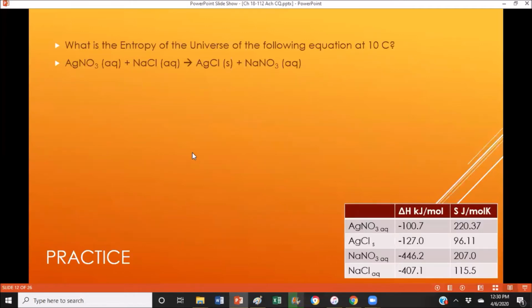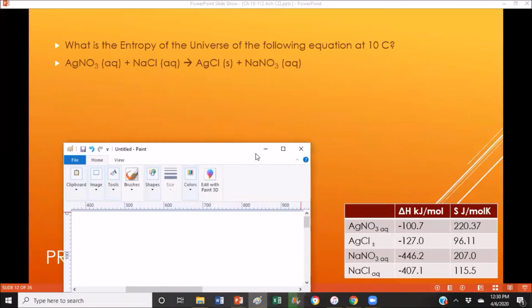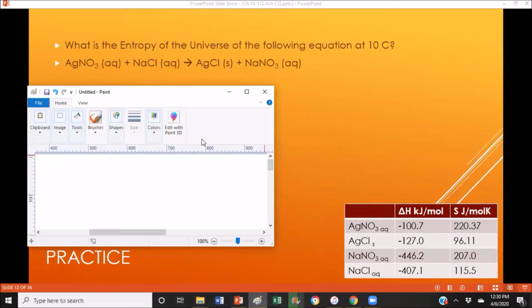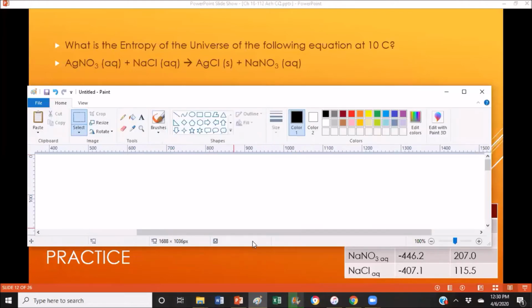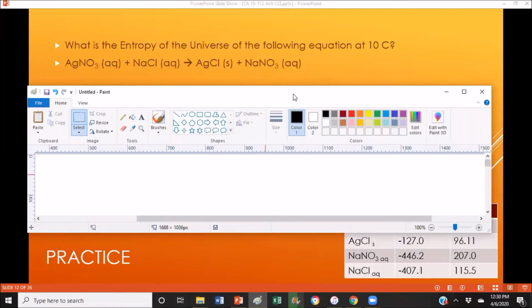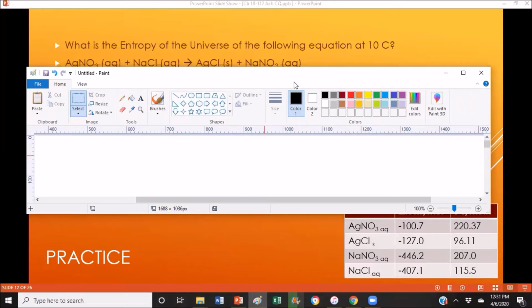Now, here's an actual problem. So step one, we have to calculate the delta S system and the delta H system, where we should know this reaction will happen. Silver nitrate plus sodium chloride result in the precipitation of silver chloride solid and sodium nitrate hanging around. So let's calculate our S.